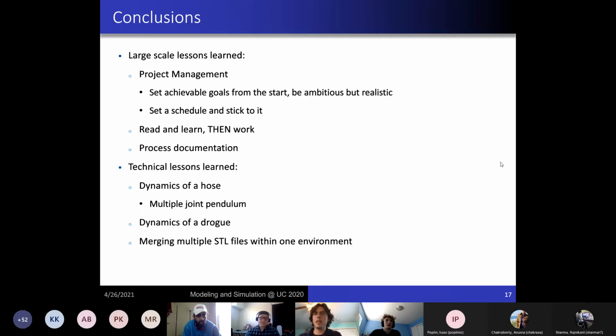Just some large scale lessons learned. Project management: make sure we spend more time defining the project than actually doing the writing, and it'll make things go quicker down the road. And then technical lessons learned, we discussed them.